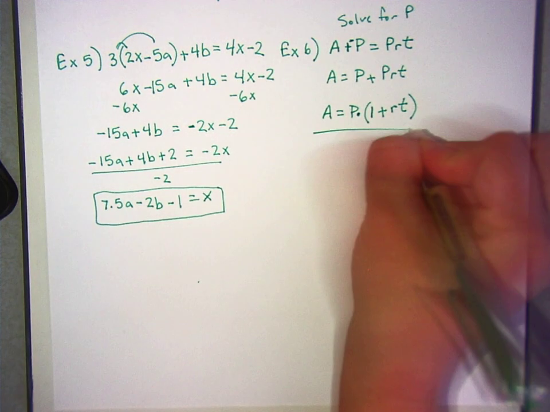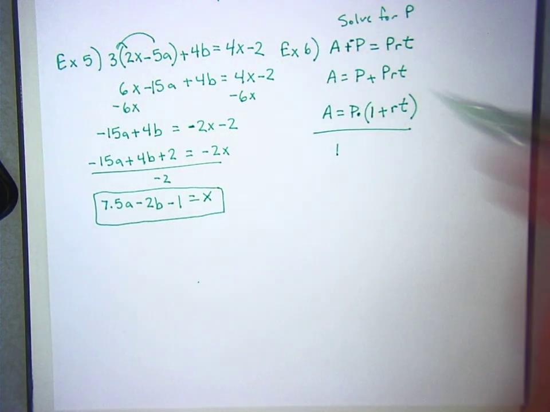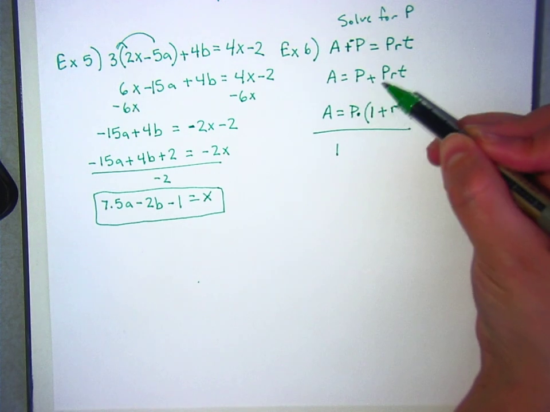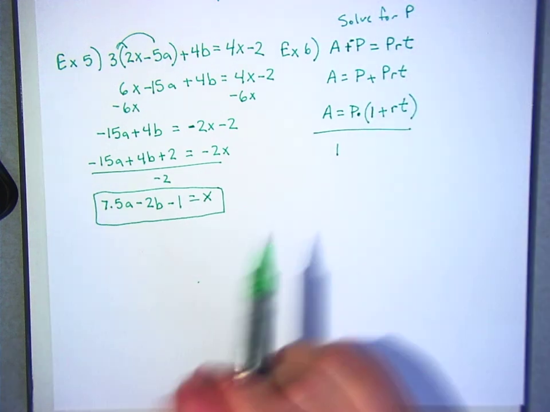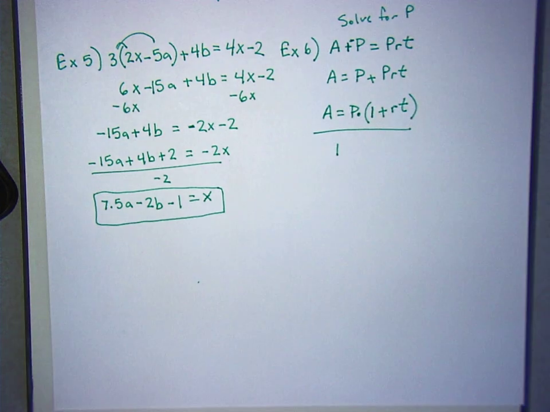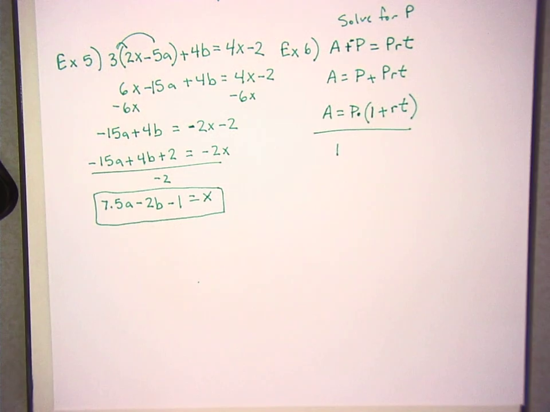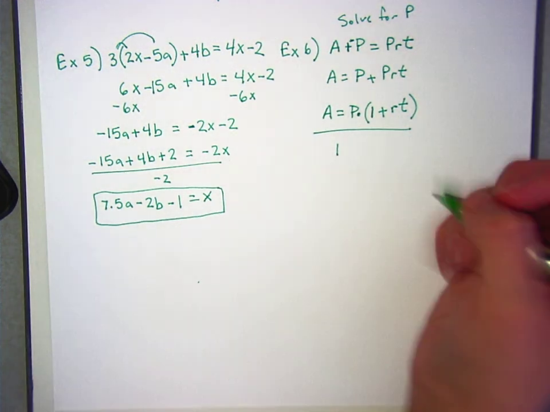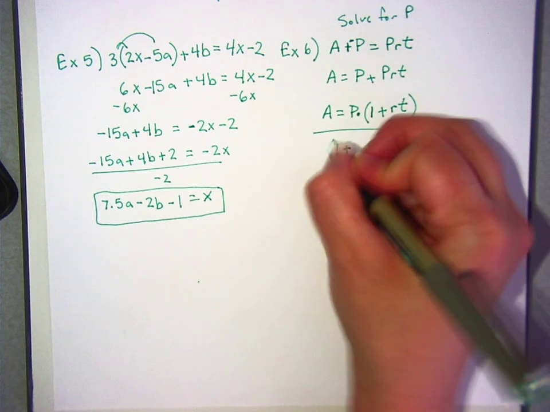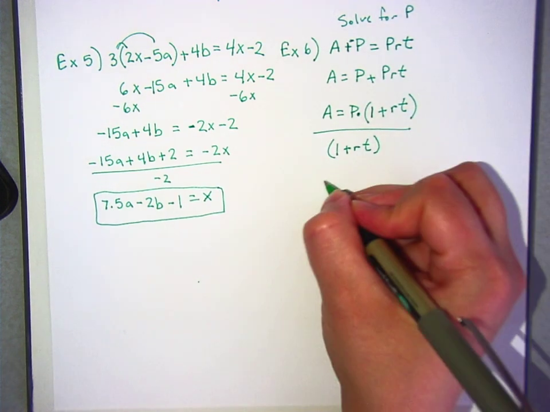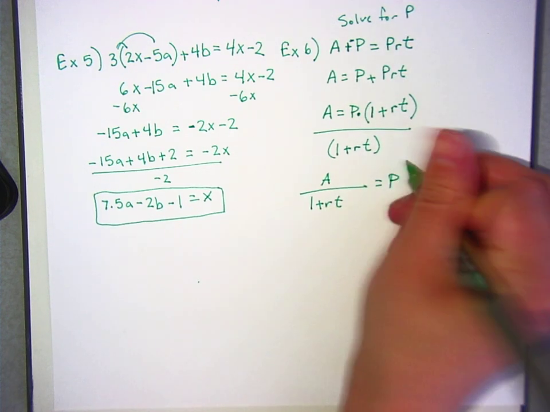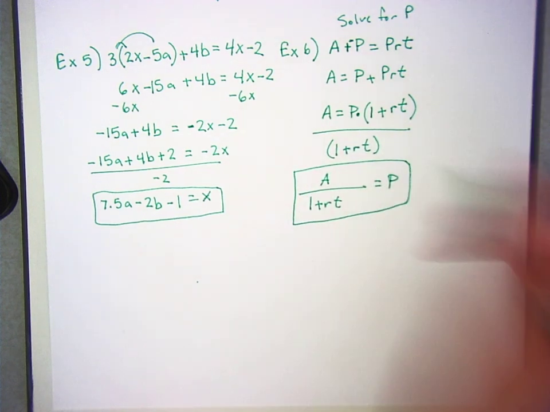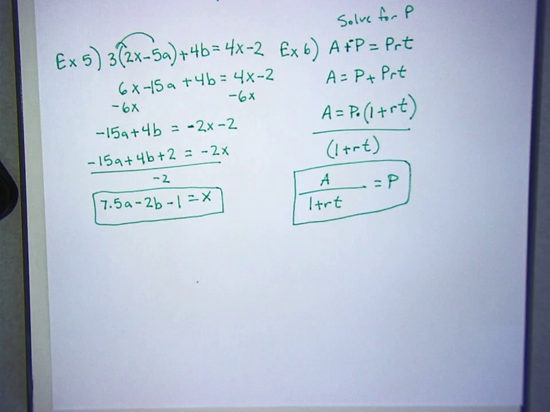Is this something you've ever done before? It's like backwards distribution, like factoring. What can I take out of both of them? If I take something out, I only put one of them out front. It's hard when it's letters, isn't it? So I divide by 1 plus RT. So my answer ends up being A divided by 1 plus RT equals P. That's a math trick. Ryan, you should get a prize for that.